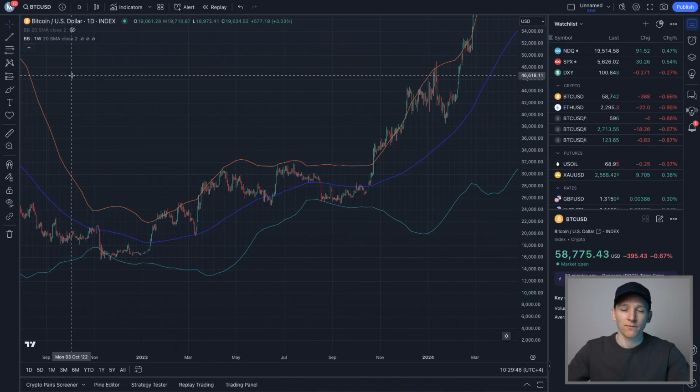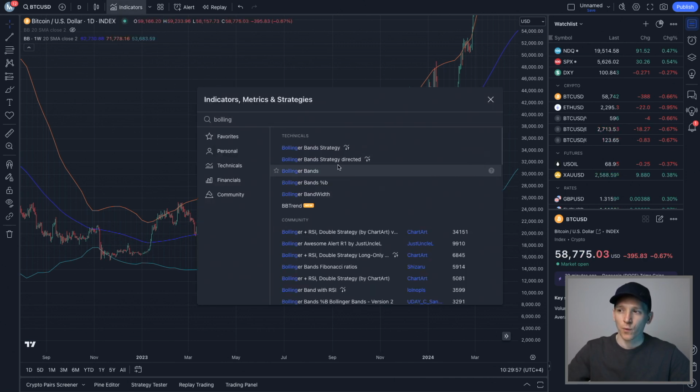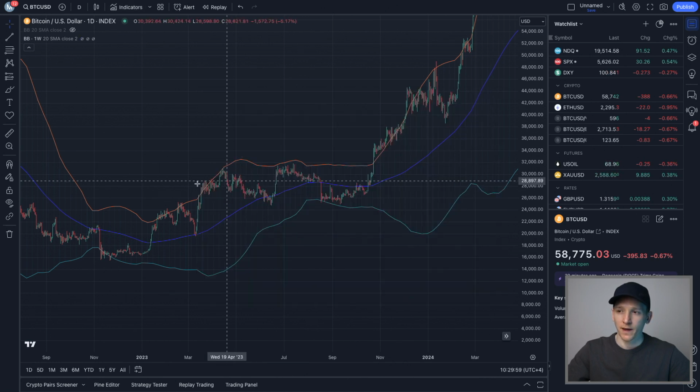The first key tip is to use a Bollinger Band indicator with a much higher time frame than the chart that you're actually trading. I'm trading Bitcoin here on the daily time frame. Go to indicators, type in Bollinger Bands, and click this twice. We're going to get 2 different Bollinger Bands indicators here.